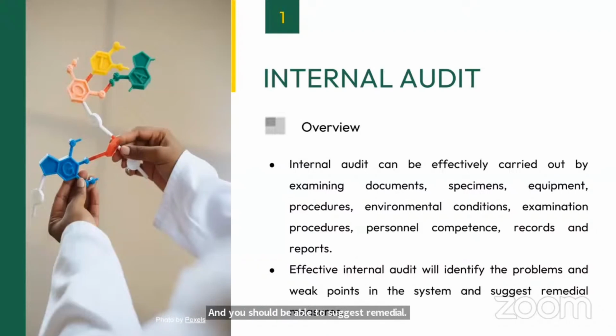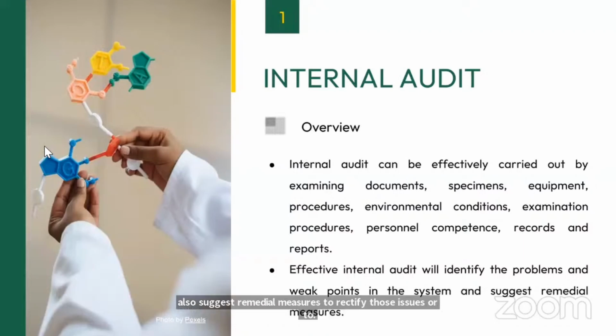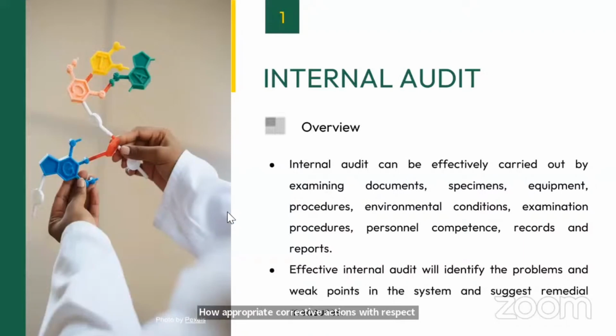We have seen many times, when there is an audit or an assessment, we face such assessments and audits where the auditors or assessors may raise certain gaps or certain non-compliances, but you have to see they should be able to suggest remedial measures also. It is a part of an internal audit that not only finding the gaps or identifying the problems, but they should also suggest remedial measures to rectify those issues or to have appropriate corrective actions with respect to the audit findings.